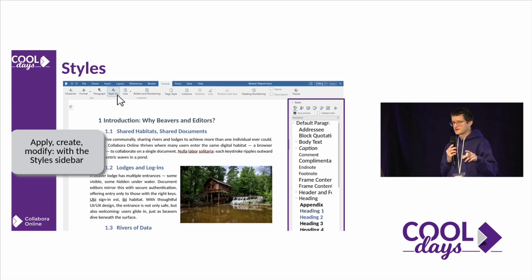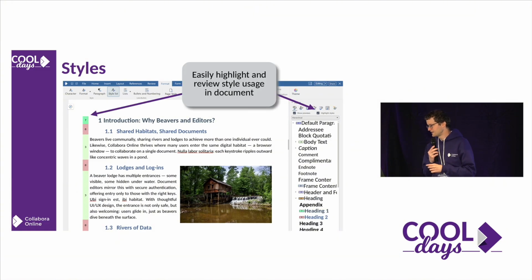Also, you can have a whole sidebar for styles, and then you can have more details there, character styles and the others. Also, we have a highlight mode for styles where you get colors and numbers, and then you get an indicator of what paragraph style is used for a given content. So that's nice in case you would like to track down what style is influencing the weird formatting of that paragraph.